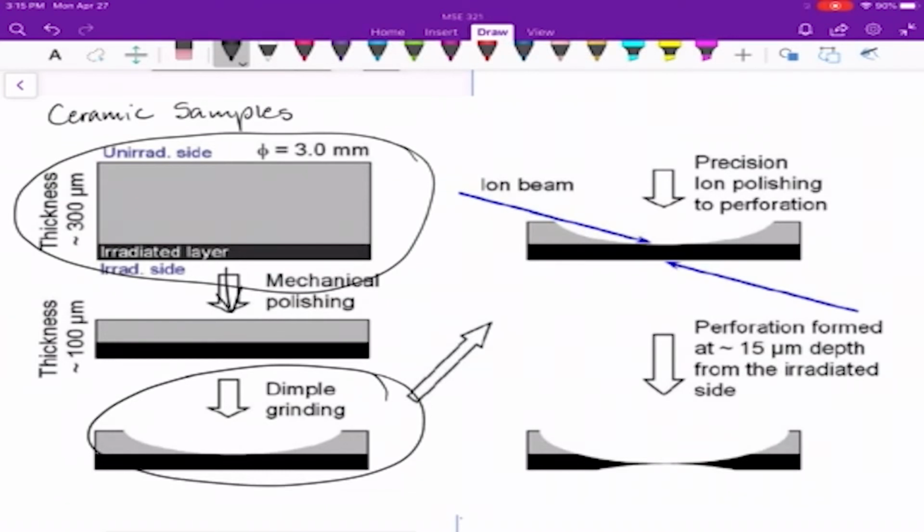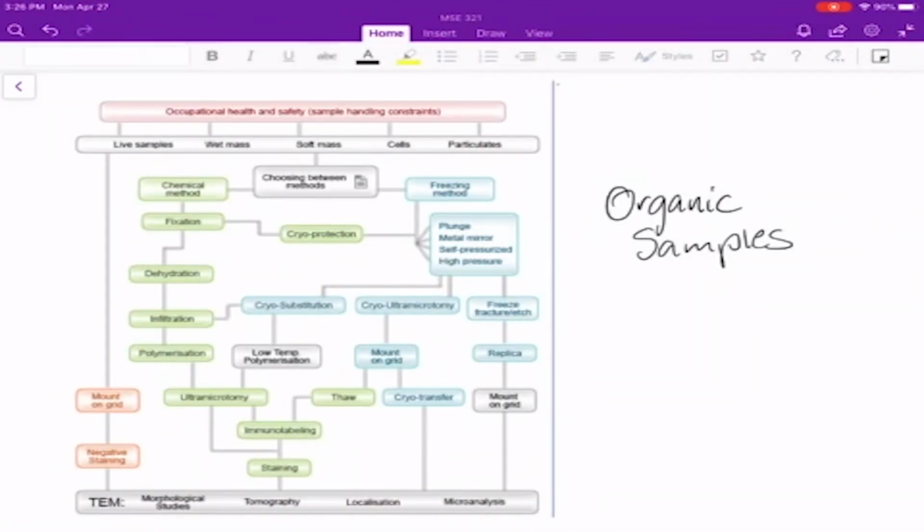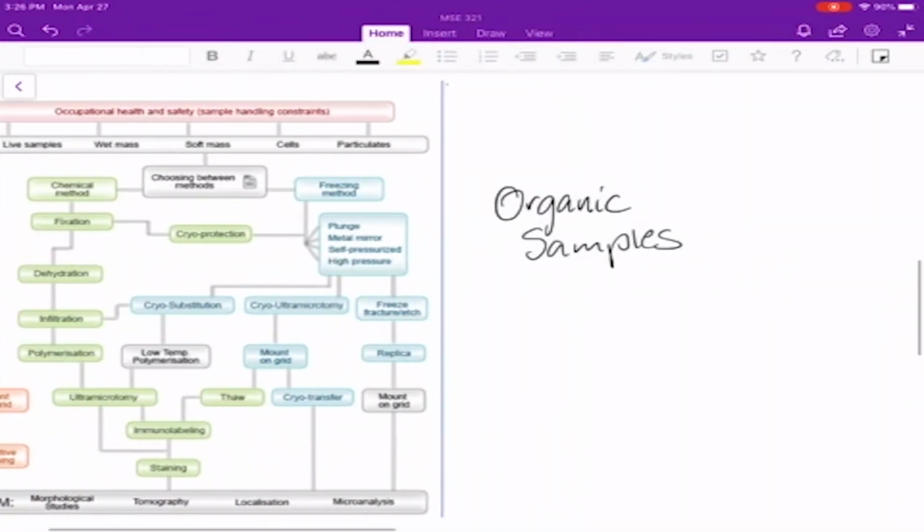Then ion beam milling utilizes an electric field concentrated and accelerated through an aperture, shooting the beam through two guns onto both sides of the sample, thinning until a hole appears, leaving the material around the hole thin enough for TEM viewing. Organic sample preparation can be done through chemical or freezing methods. We are only going to focus on the chemical method.